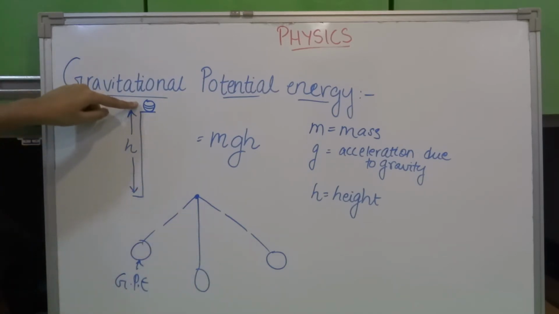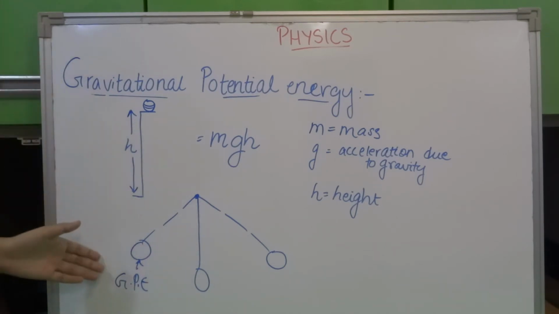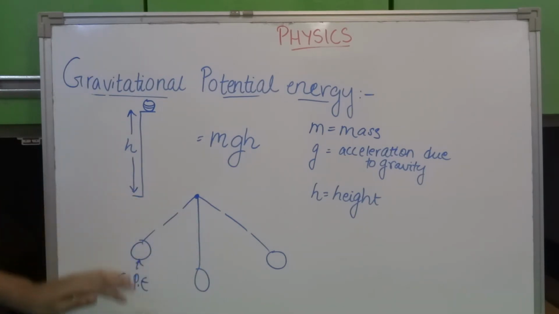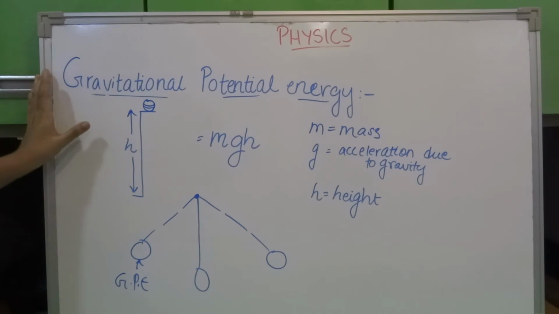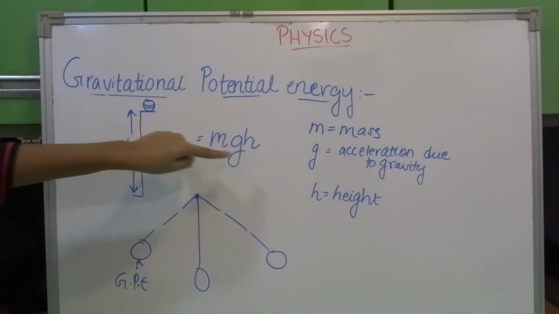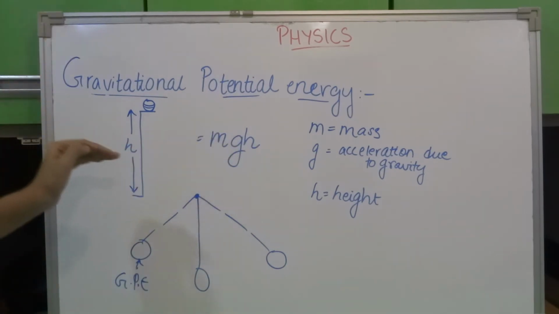Suppose this ball has gravitational potential energy because it is at the height h from the ground. The other example could be the simple pendulum. When this pendulum is raised to a distance and is held there, it has a distance from the ground, and so it possesses gravitational potential energy. Gravitational potential energy is given by mgh, where m is the mass, g is the acceleration due to gravity, and h is the height to which it is raised.